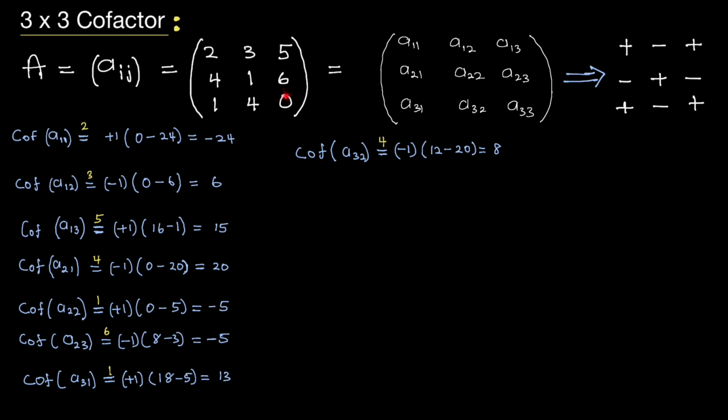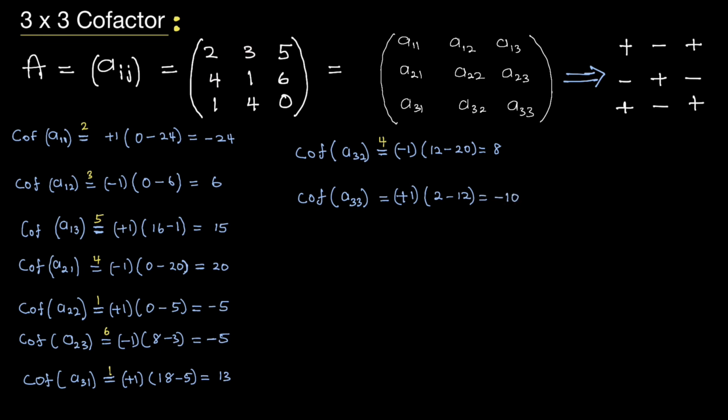And finally, we need to look at that element A33. Draw a vertical line and a horizontal line through that element, and you can see what we've got left. We have 1 times 2 minus 4 times 3. We're looking for plus 1, that's plus 1. 2 minus 12, because 1 times 2 minus 4 times 3 equals minus 10.